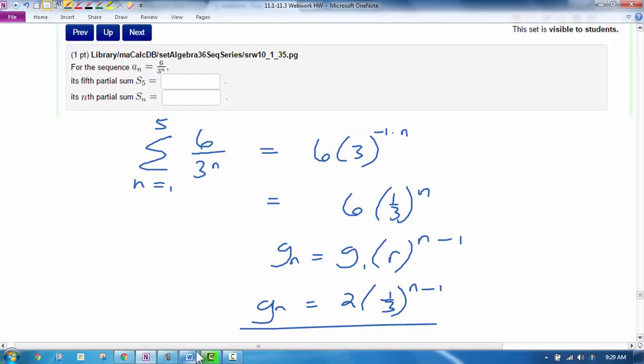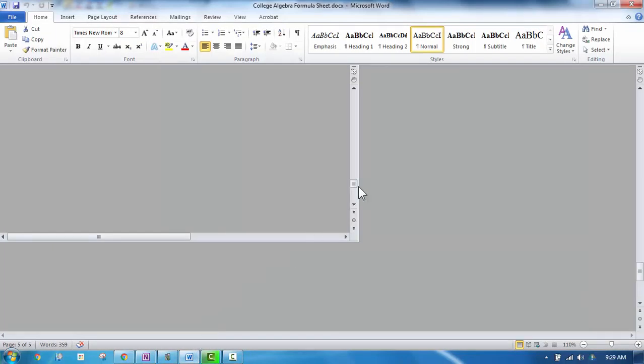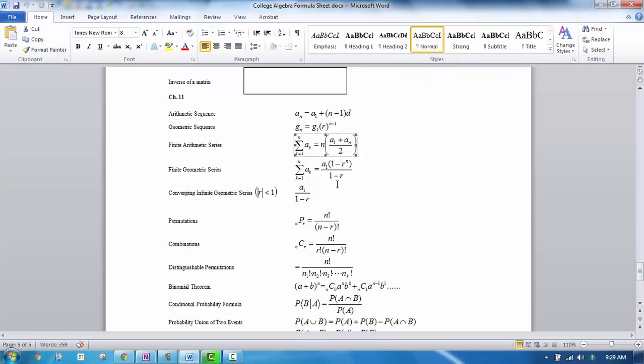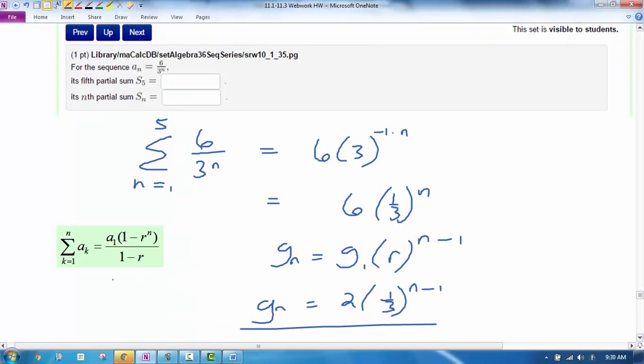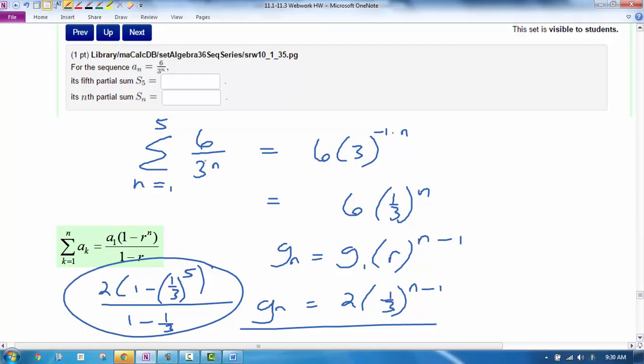I can use the formula off the formula sheet if I'd like to find the sum of the first 5 terms instead of just using the calculator. For the finite geometric series, the formula is right here. The first term is 2, that goes in for a sub 1. Common ratio is 1/3, to the fifth power, over 1 minus 1/3. I can do this in my calculator, simplify that, or I can just plug in this to find the first 5 terms. Either way, you get the same answer.